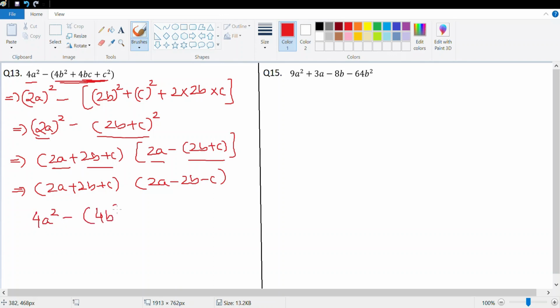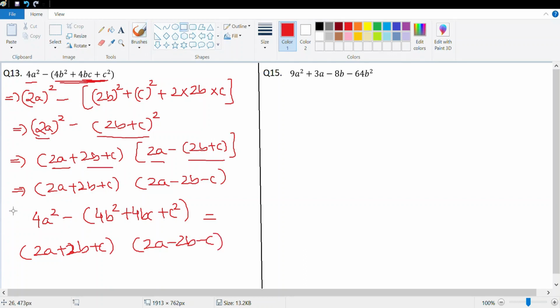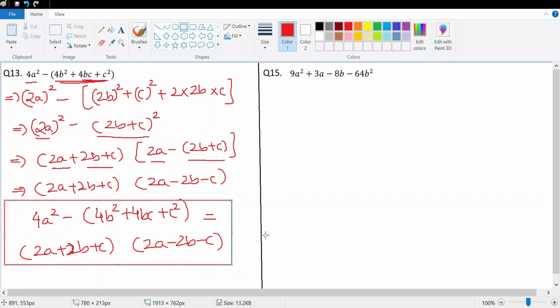4a square minus 4b square plus 4bc plus c square would be equal to 2a plus 2b plus c multiplied with 2a minus 2b minus c. So I hope you notice I'm emphasizing enough on highlighting your final answer. Next question. 9a square plus 3a minus 8b minus 64b square. This is clearly 3a whole square. This is clearly 8b whole square, right? So, and I notice 3a and 8b here as well.